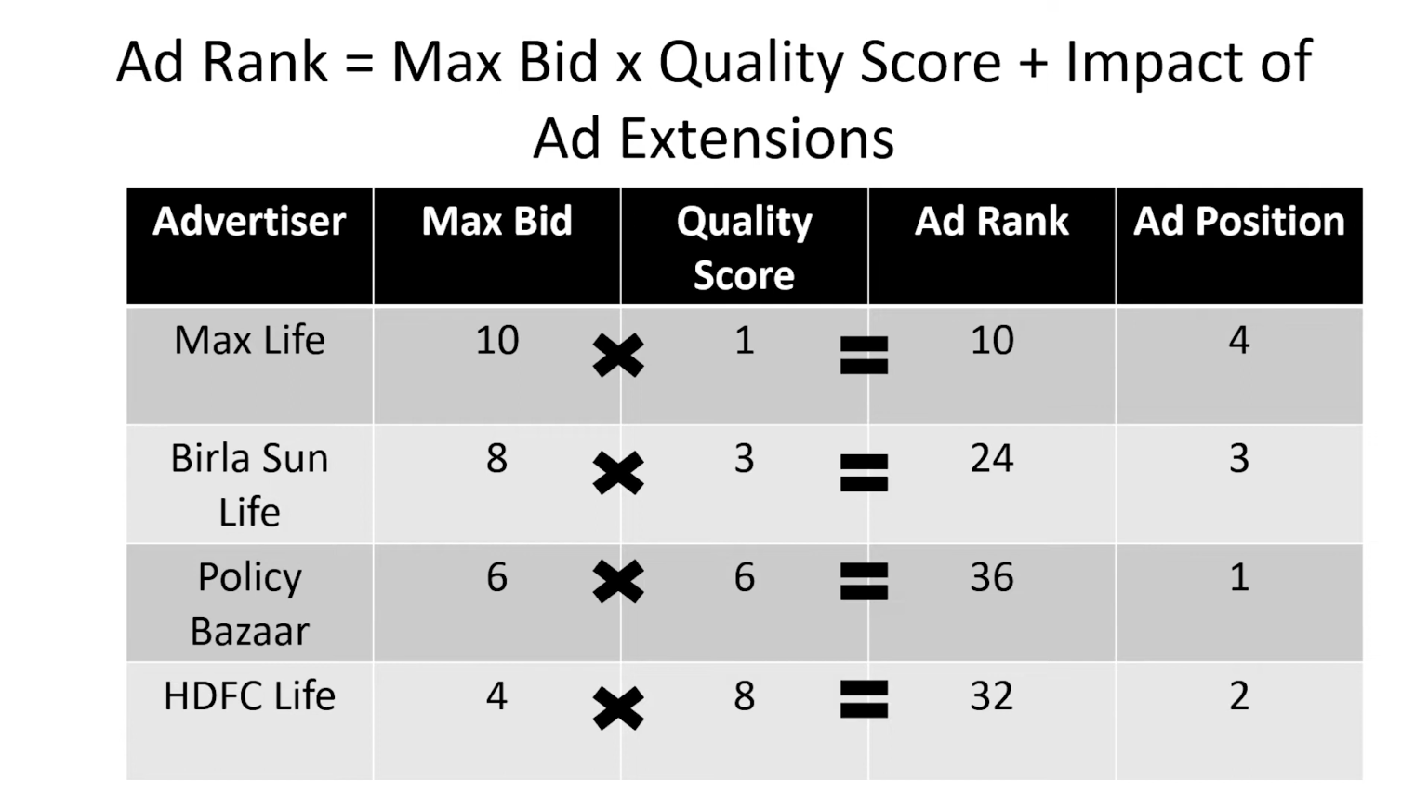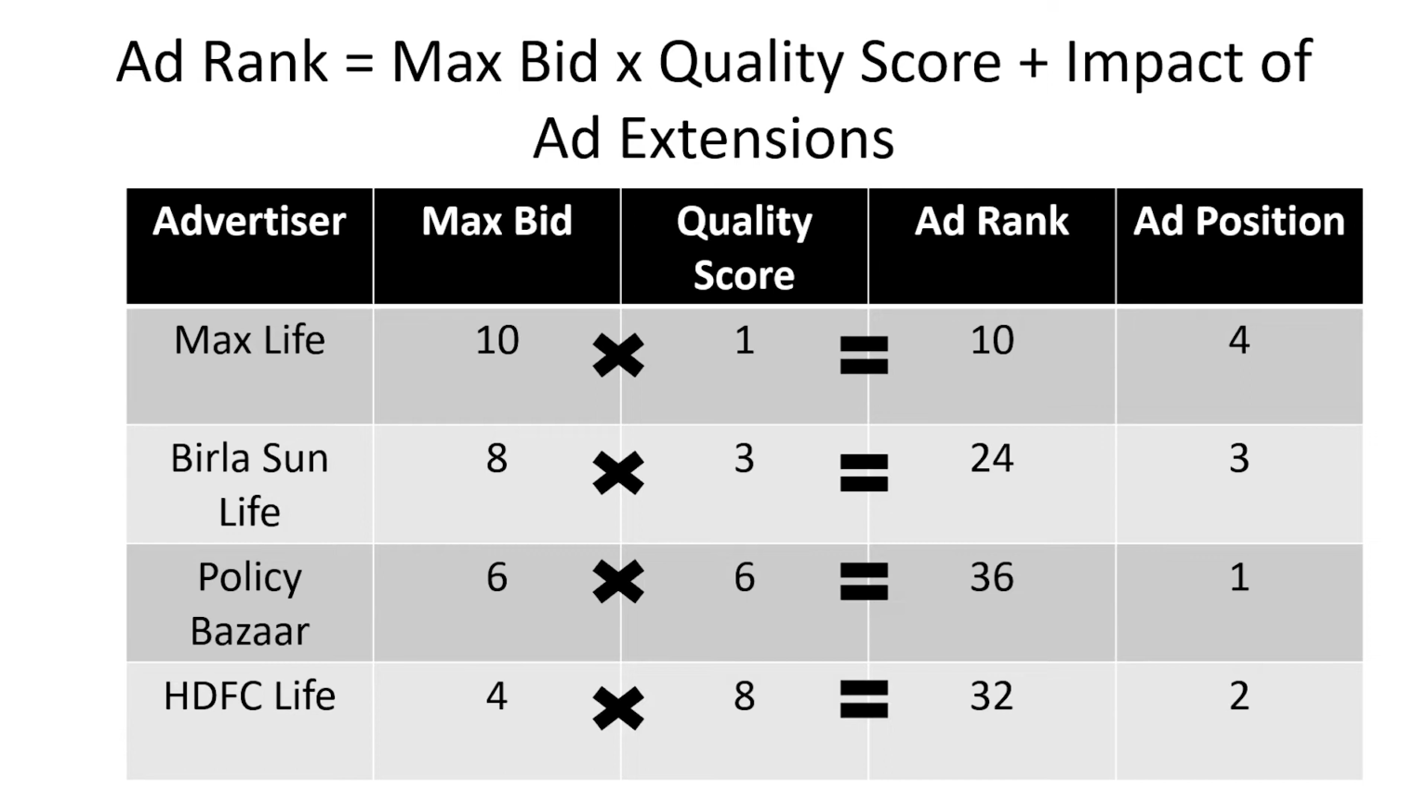So if you compare all these 4 advertisers, and let's say there are only 3 ad slots where you could show ads, Policy Bazaar's ad would be on position 1, HDFC Life on position 2, Birla Sun Life Insurance on position 3, and Max Life's ad would not be shown because it's in the 4th position. The assumption is that there are only 3 ad spots available, but that's not the case. I just said that there are 7 ad spots available only on the first page, 4 on the top, 3 at the bottom, right?